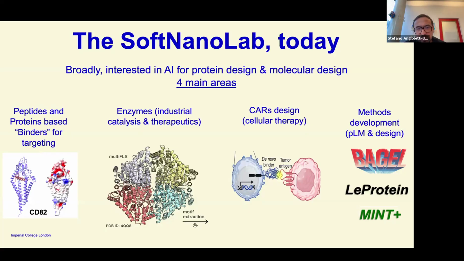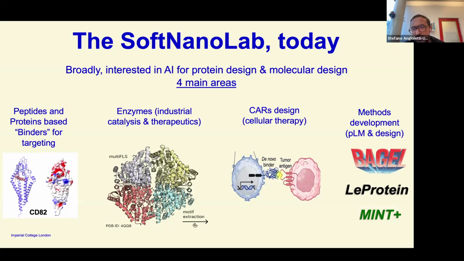The other part is related to enzymes for industrial catalysis and for therapeutic application. Just to be clear, enzymes are proteins, but they are peculiar proteins that can catalyze a chemical reaction, but they are still proteins nonetheless.